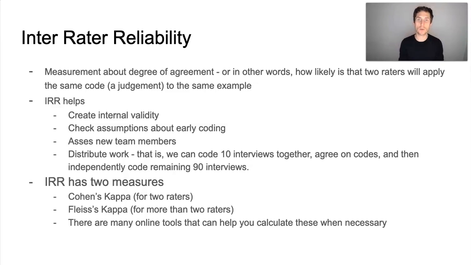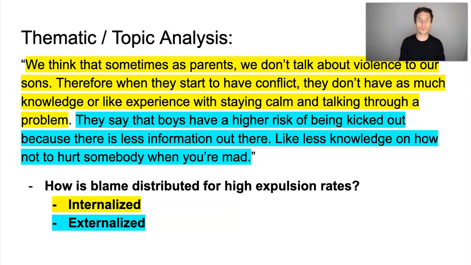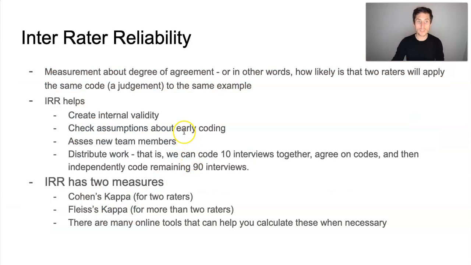Typically, it's the idea that we have a measurement which tells us how likely two raters are to apply the same code, that is a discrete judgment, to the same example. So if we both look at, for example, this quote, how many people in our research group are going to identify the first half of the sentence as internalized, and how many are going to interpret the second half as being about externalized? Well, hopefully we have some amount of agreement. And so IRR, or inter-rater reliability, is going to be an internal validity check.